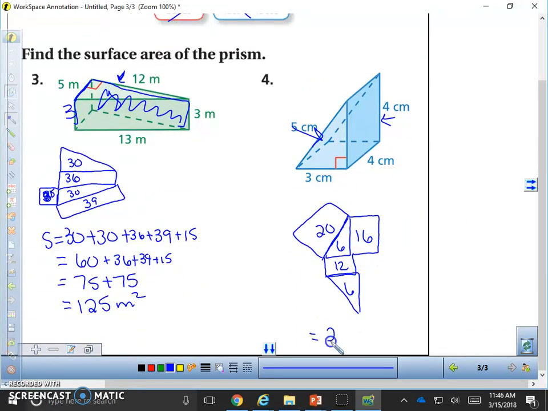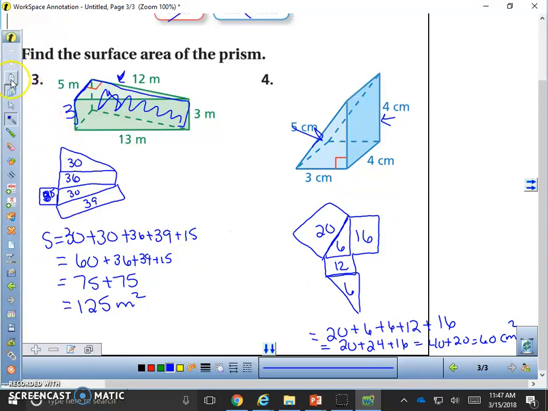Okay, so now I'm going to do 20 plus 6 plus 6 plus 12 plus 16. These are the only 2 sides that are the same, so no formula. Okay, 20 plus 12 plus 12 is 24 plus 16. Okay, 20 plus 16 is going to be 40. 40 plus 20 is 60 centimeters squared. And we found the surface area.